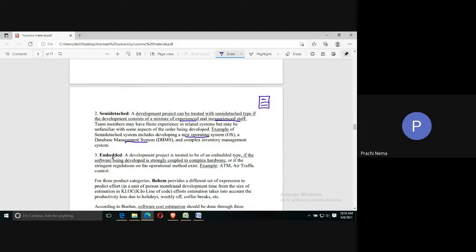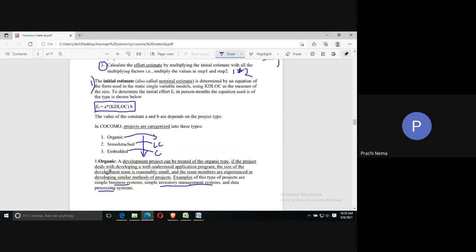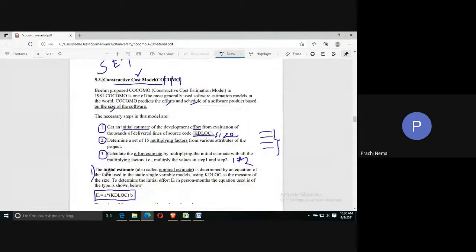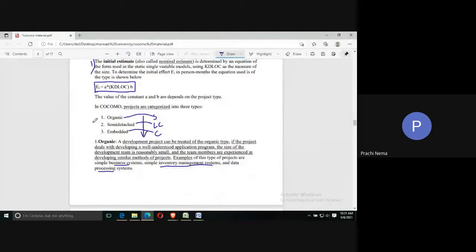And if you talk about embedded, such systems are strongly coupled to complex hardware. Looking at this example, you can understand this clearly. Like air traffic control. Air traffic control is in itself a complicated project involving complex hardware. So such projects will fall under the embedded category. These are the three types of projects which can be there: organic, semi-detached, and embedded.